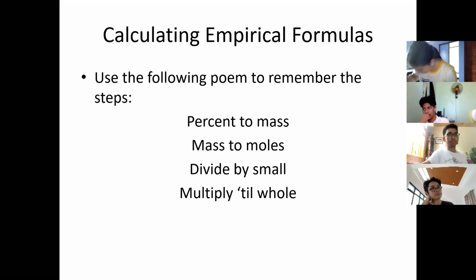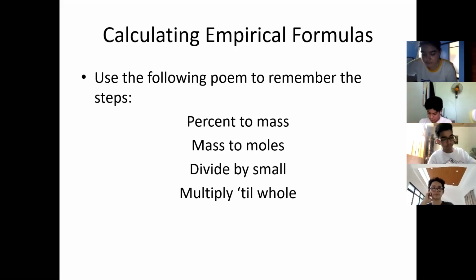The meaning of which is divide every mole value by the least value. And then if the result is a decimal, then multiply till whole, which means if your decimal is 1.5 moles, multiply it by 2 to make it a whole number, which is 3. Or round it off to make it equal to an integral value, like 1.01 is just equal to 1 mole.